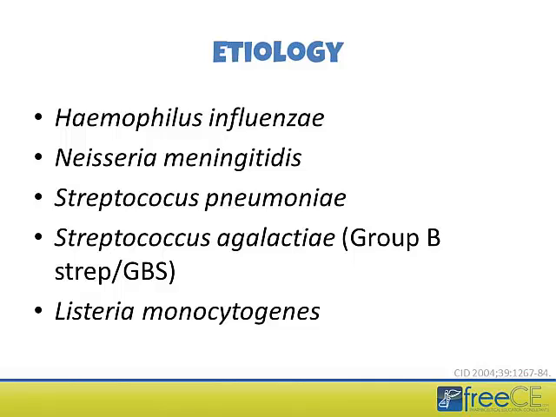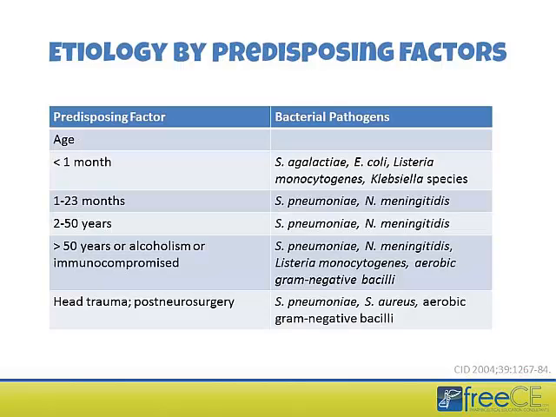And then H flu is now down to about 7%, whereas prior to vaccination it was causing closer to 45% of the cases. So again, the availability of the vaccination for infants has significantly changed the course and the face of meningitis. Now, when we think specifically about the etiology and what specific bacteria we want to make sure we're covering for, there's a couple of different factors that we're going to take into account.